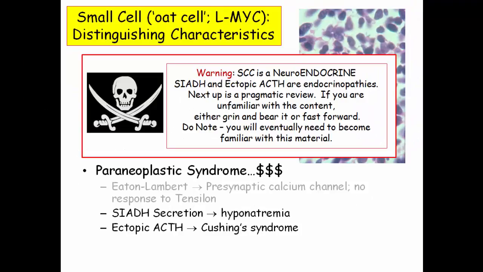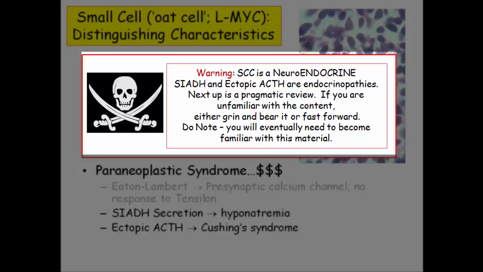Next in the queue is SIADH and ectopic ACTH. These come with a warning. The warning is this: small cell carcinoma is a neuroendocrine tumor. SIADH and ectopic ACTH are endocrinopathies. Next up is a pragmatic review. If you are unfamiliar with the content, either grin and bear it or just fast forward. But do note, you will eventually need to become familiar with this material.